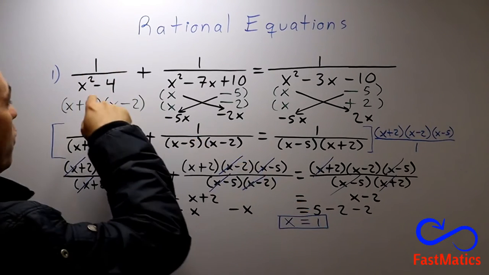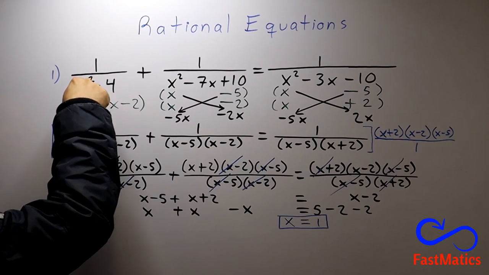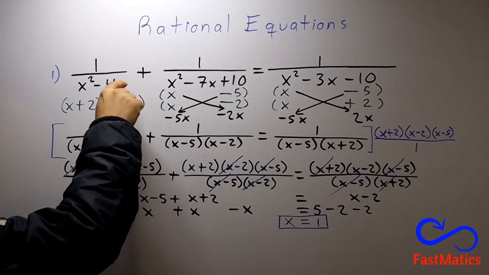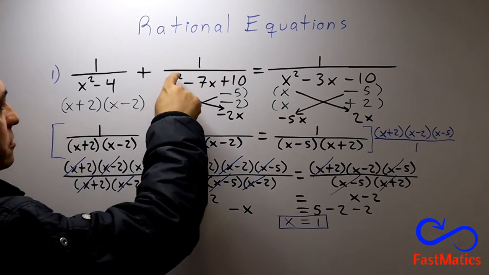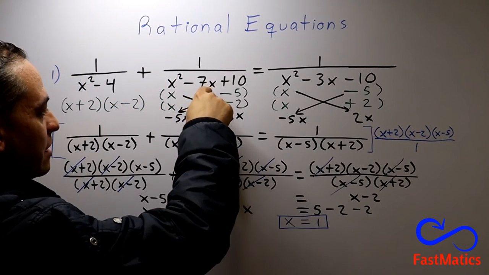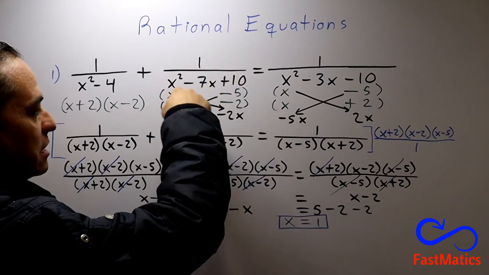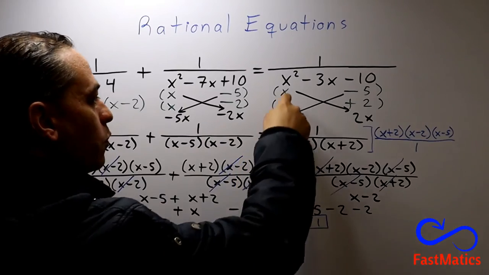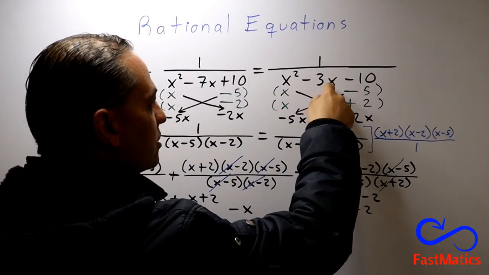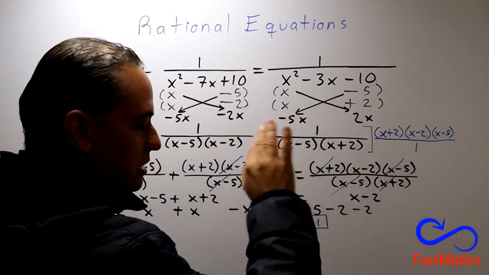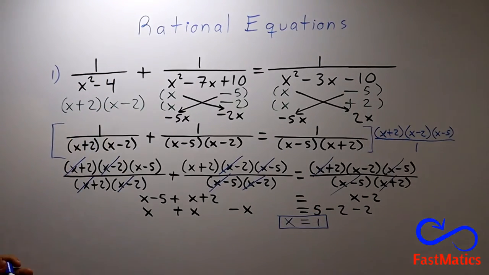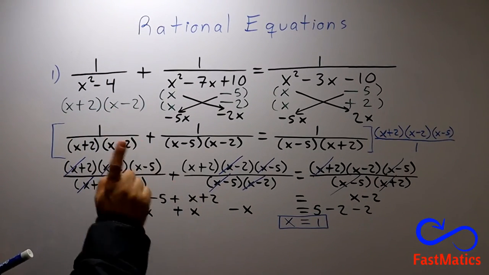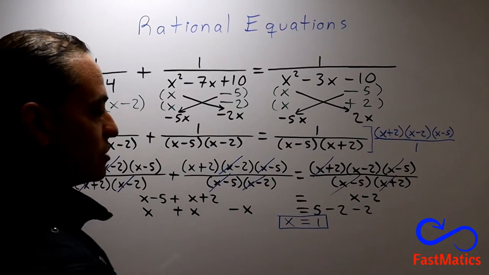But here, 1 squared minus 4, no problem, it is not 0. 1 squared minus 7 times 1 plus 10, it is not 0, no problem. 1 squared minus 3 times 1 minus 10, it is not 0. So this is the solution of our equation.